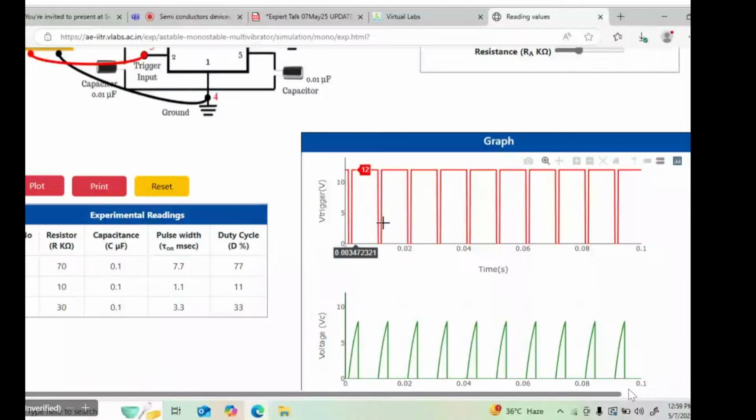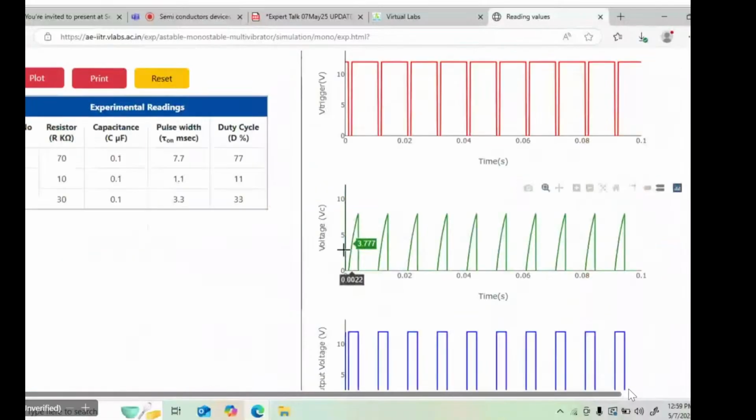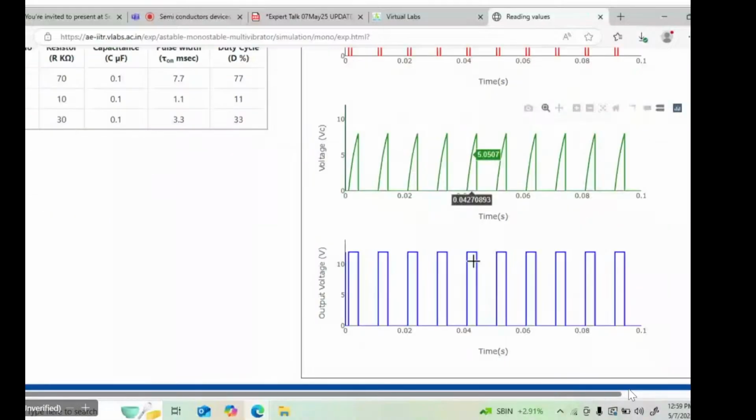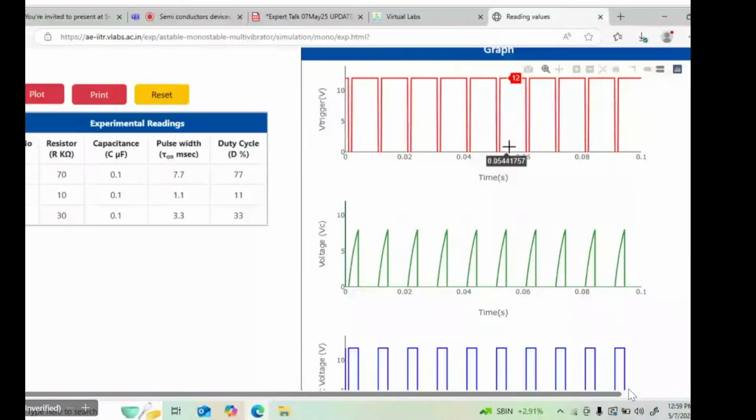This is the trigger voltage here, and this is the voltage across the capacitor. As we have already discussed, in the monostable multivibrator there is charging and discharging. The output is in the form of a pulse. To vary this pulse duration, you can change the value of the resistance only. This is the way you can make the triple five timer a monostable multivibrator.